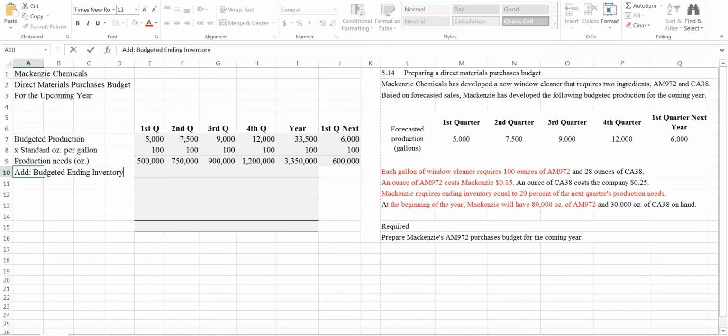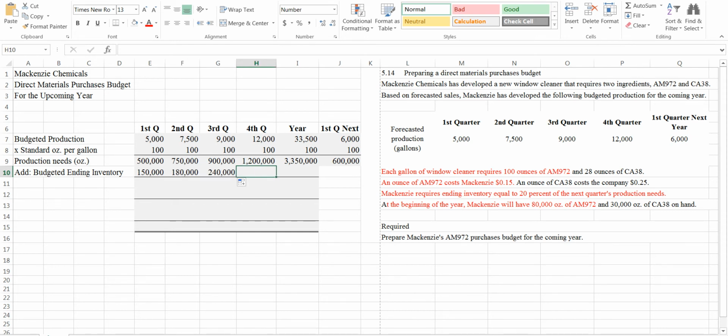for each of these periods. All right, so our ending inventory is usually defined as a percentage of the following quarter's or the following month's needs. In this case, it tells us they want 20% of the next quarter's production needs. So this is going to be equal to 0.2 times our following quarter's production needs. And we can carry that across until we get to the fourth quarter.